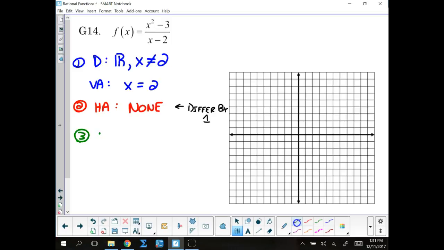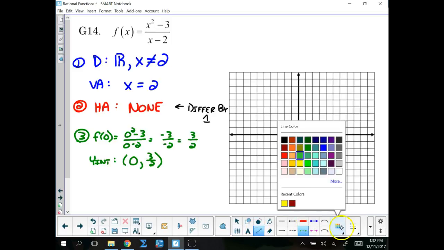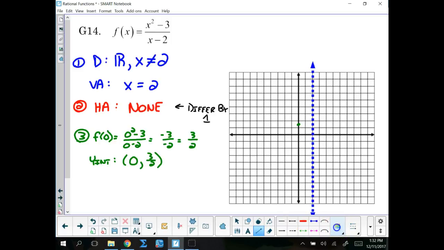Step 3. I need to find f of 0. That's going to be 0 squared minus 3 all over 0 minus 2, which is negative 3 over negative 2, which simplifies to 3/2. So that tells me that my y-intercept is (0, 3/2). Oops, I think I forgot to put my vertical asymptote on the graph. That is it. Yep, so far?